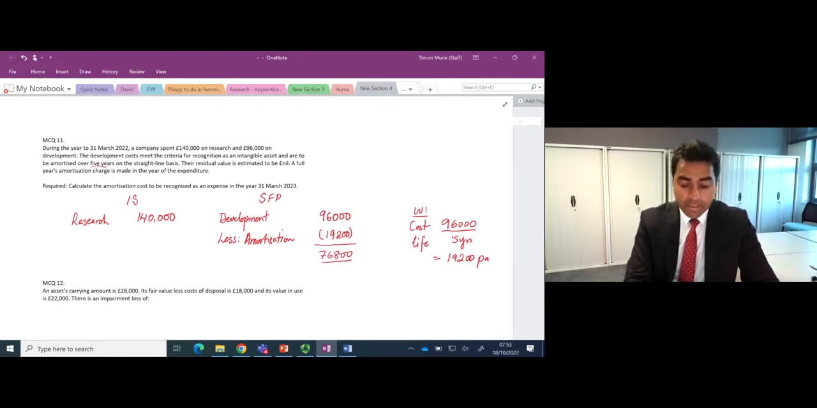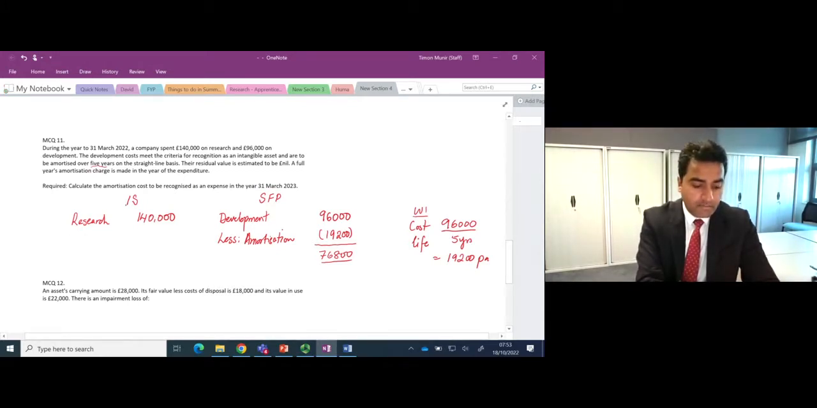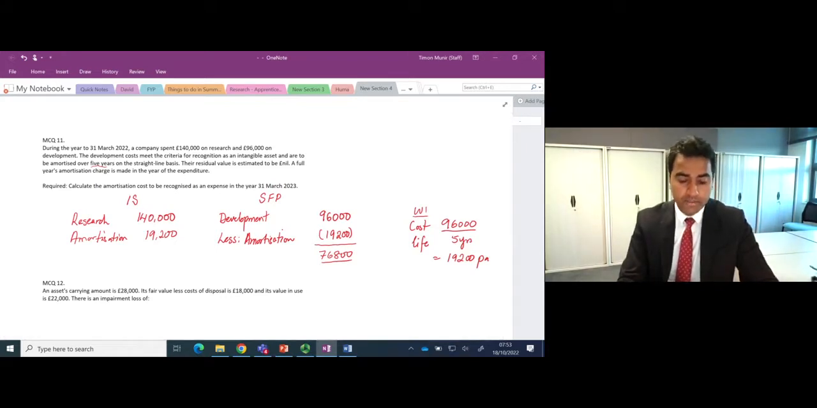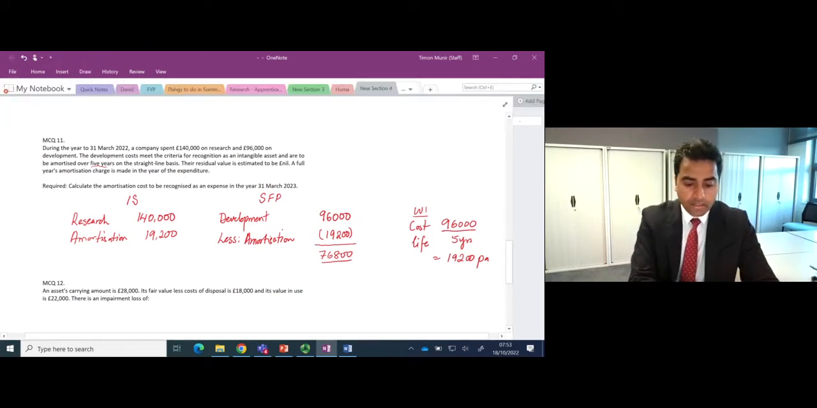And amortization cost is an expense for the company. Therefore, it should be recognized in the income statement as an expense, £19,200. So the question is, what is the amortization cost for 31st March 2023? And the amortization cost is 19,200.